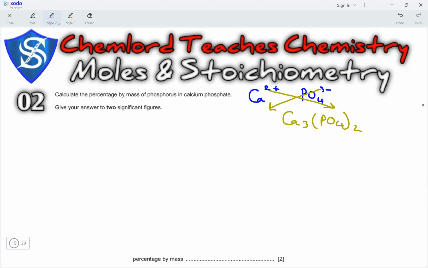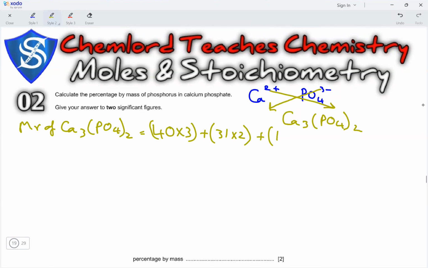And now to calculate the MR of calcium phosphate. So MR of Ca3(PO4)2 would be equal to, the AR of calcium is 40, so that would be 40 times 3. Then we have the AR of phosphorus as 31, so 31 times 2. Then we've got the AR of oxygen as 16, and this would be 16 times 4 into 2 is 8, so 16 times 8. And when we total this together, we end up with the MR of calcium phosphate as 310.